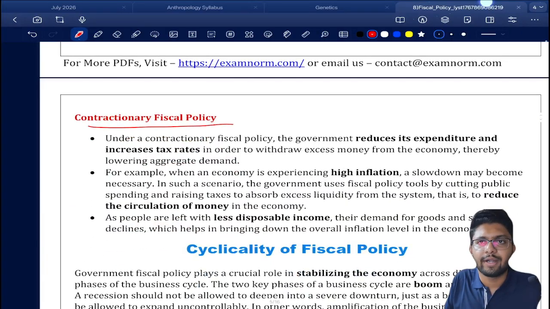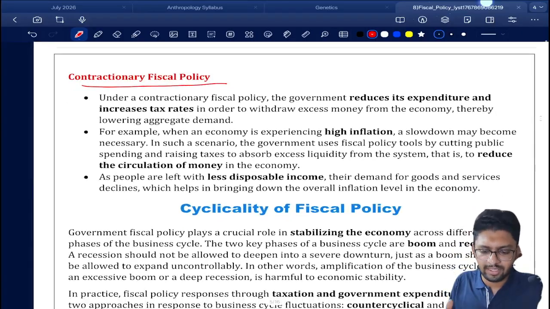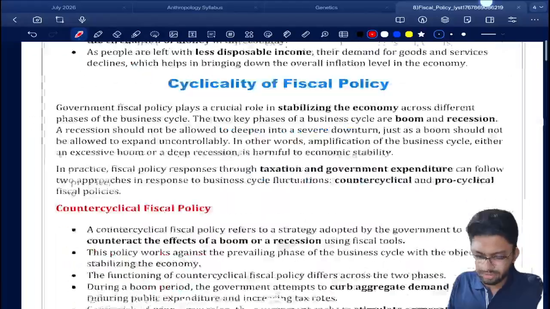So what is contractionary fiscal policy? It is basically the opposite of expansionary. Contractionary means that the government is not spending money and money from the market is being taken out, and money is very scarce. So that is what we are calling contractionary policy.